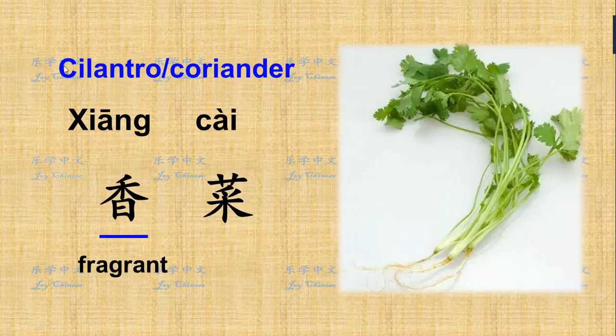Next one is cilantro or coriander. 香菜. Here, 香 means smells good or fragrant. And remember, some people translate this like parsley. Actually, in China, most of these are cilantro. It has a very strong fragrance.